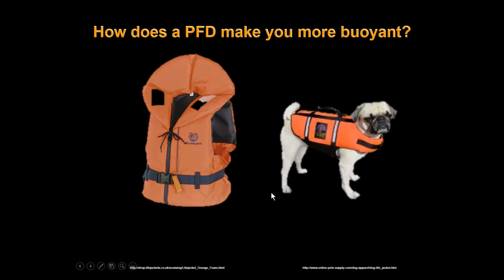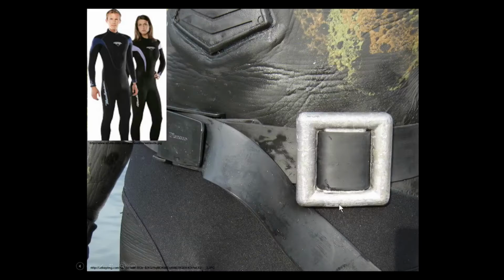How does it make you more buoyant? Well, it just adds to your volume without adding a lot of weight. So when you are in water, you displace more water than you would otherwise. You'd have to sink deeper without a life jacket. And if you wear a wetsuit, scuba diving or something, this increases your volume a lot without increasing your weight a lot. So you have to add lead weights to even sink under the water.